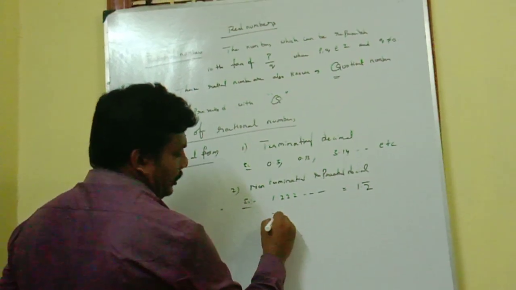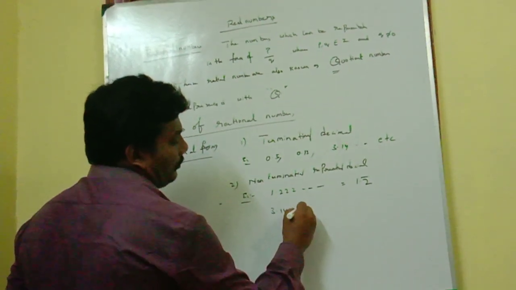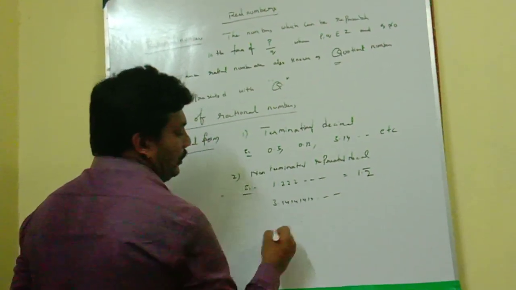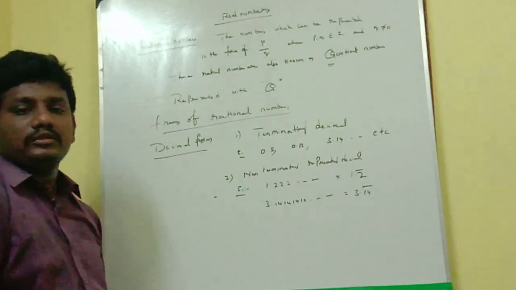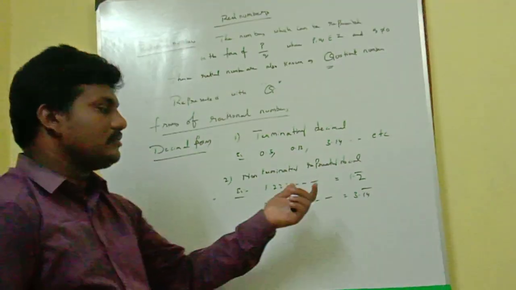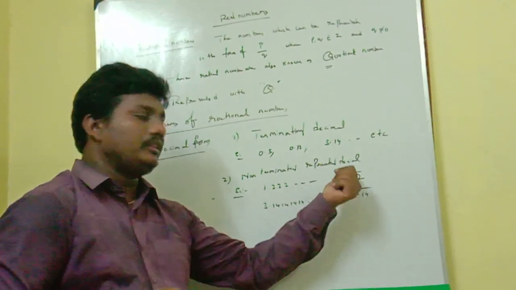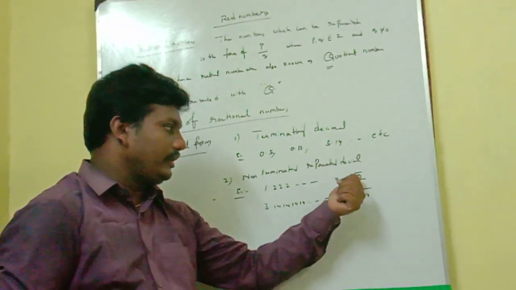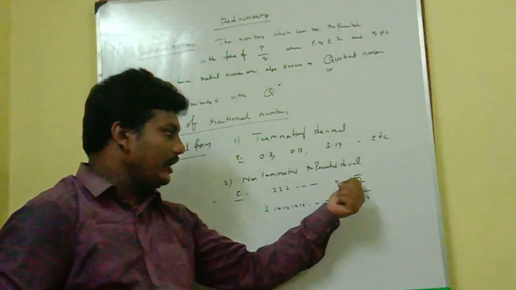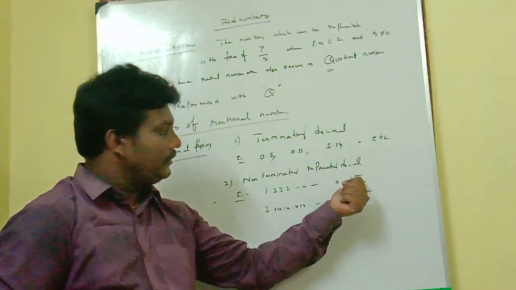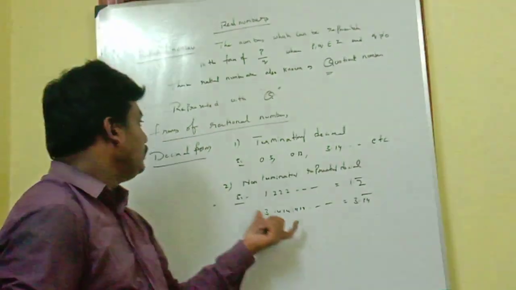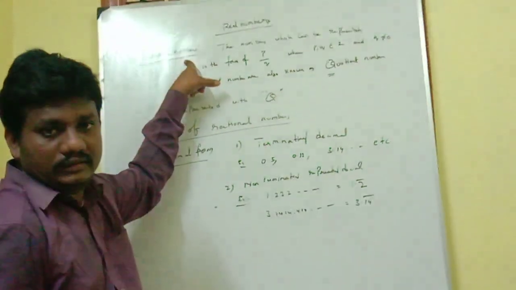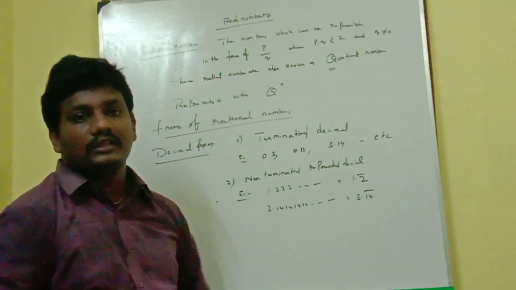For example, 3.14 and so on can be represented with a bar over the repeating digits. Any decimal can be represented with a bar after the decimal point. If any decimal number is repeating with a bar, this is also known as a non-terminating repeating decimal, and these are also called rational numbers. So this is called the decimal form of rational numbers.